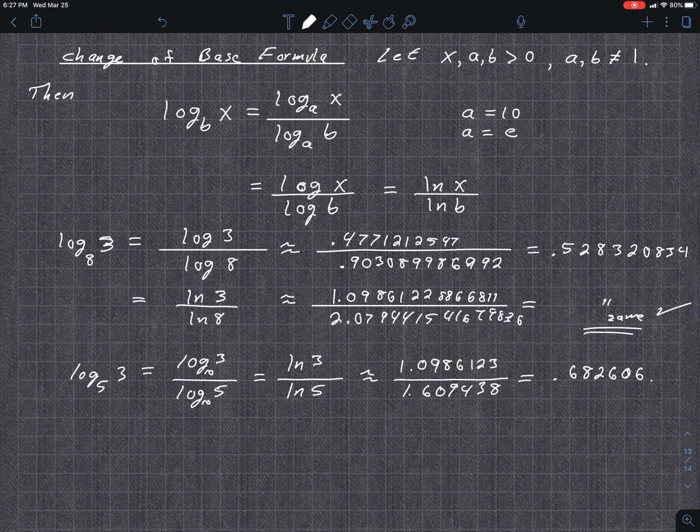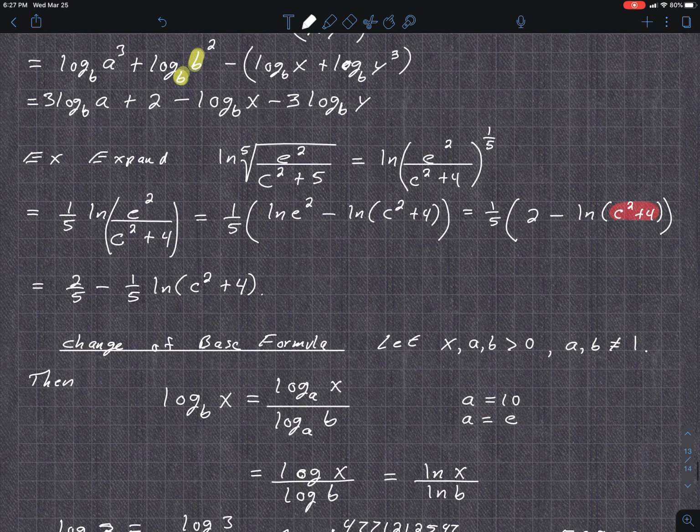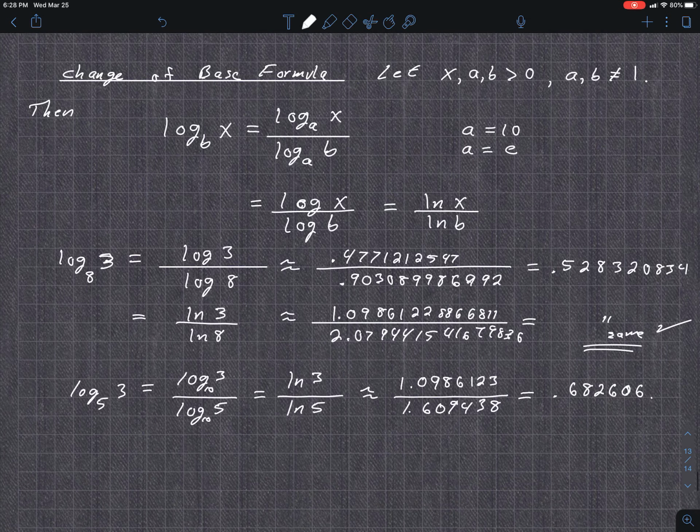All right, so let's go the other way now. So now we want to combine to one logarithm. I went on to change of base first so you could use it, but we hadn't done combine to one log yet. So let's just go to this next page here. Okay, so the example: combine to one log.